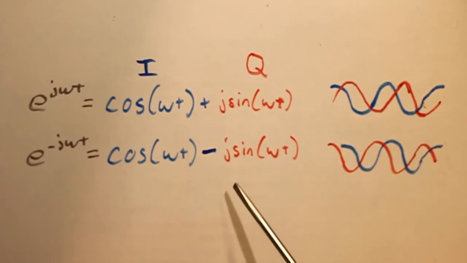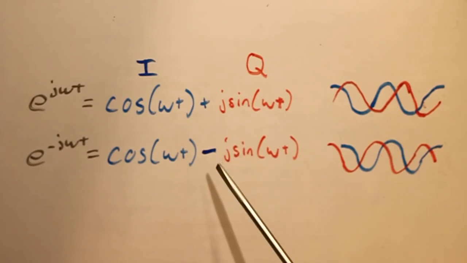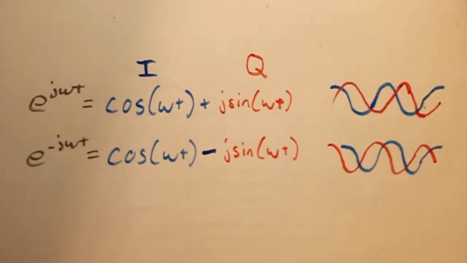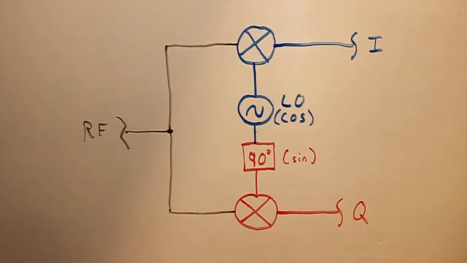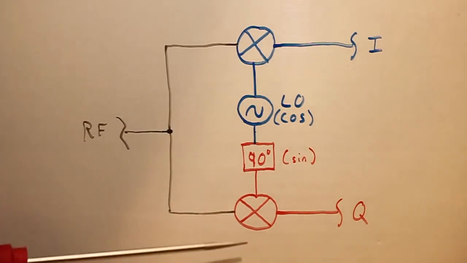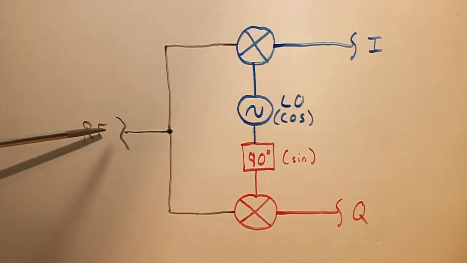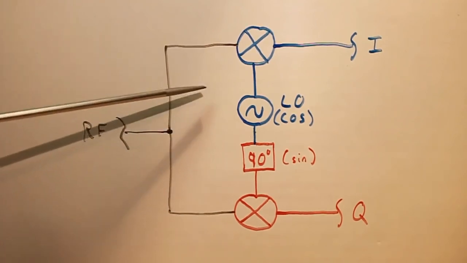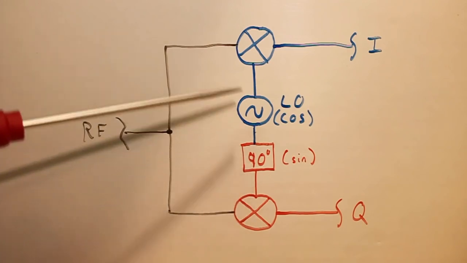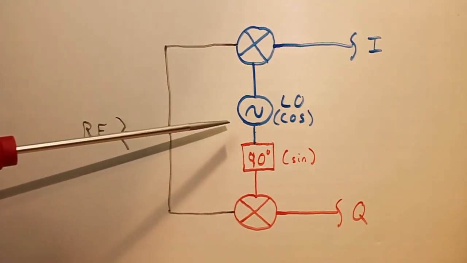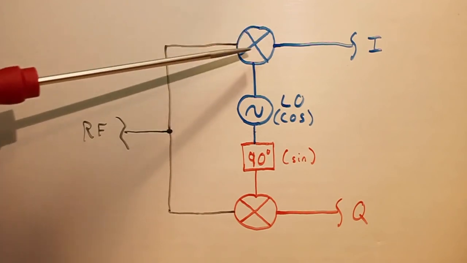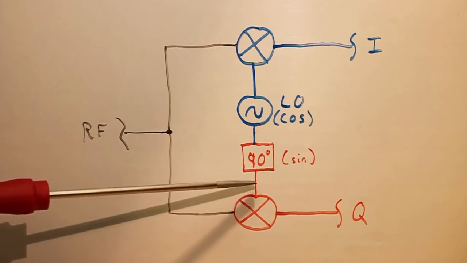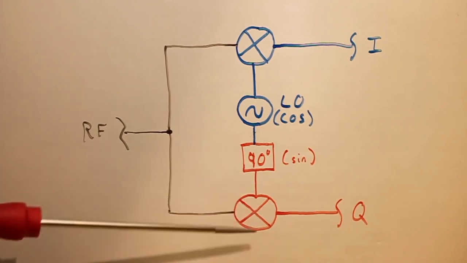So now we just have to figure out how we can force our mixer to provide us these two signals instead of the one signal that it's currently providing. And the way we do that is very simple. We just use two mixers. So we take the RF input signal and we feed that same RF signal into both of those mixers. However, the local oscillator signal that we provide to those two mixers is shifted by 90 degrees. So we have one cosine signal going into this top mixer, and we phase shift that signal by 90 degrees. So we provide a sine signal into this second mixer.